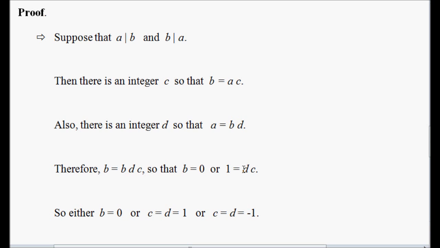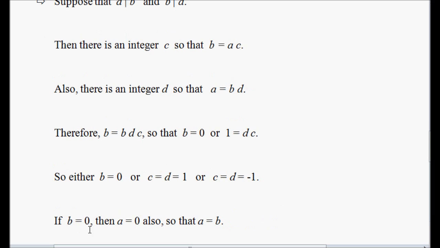And the reason I can go from here to one of these two statements is because C and D are integers. The only two integers that when you multiply them together give 1 are 1 and 1, and negative 1 and negative 1. Any other pair of integers will give me a product that's bigger than 1. Or if I have 0, I get something that's less than 1. Okay, so I have three cases.